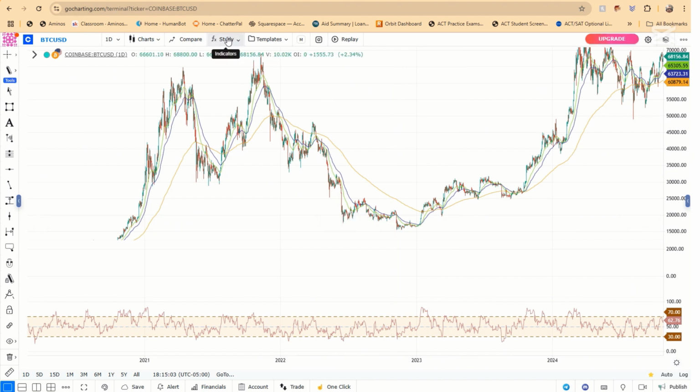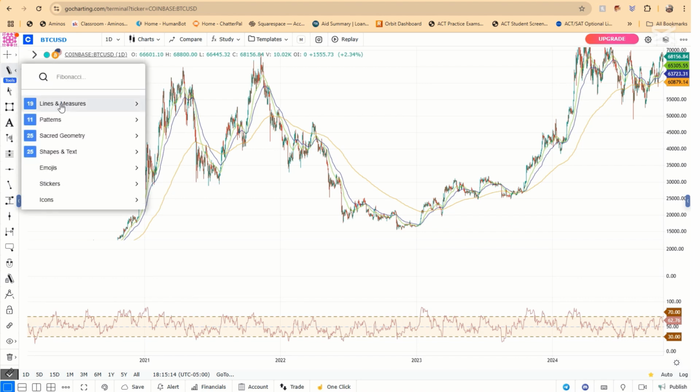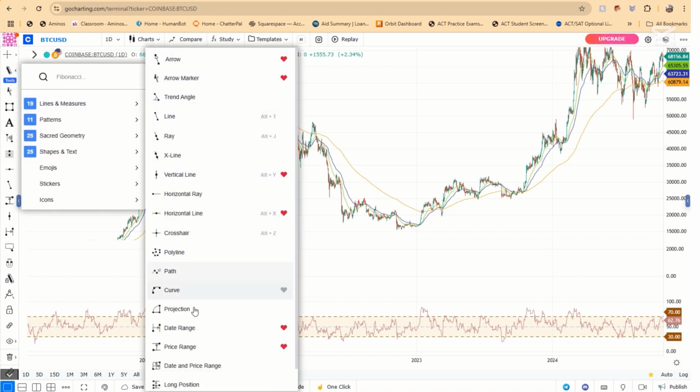How to find them, you go up here, study. If you don't see the study, you need to come over here, click on indicators. All of these different tools over here, you can actually find these. You click on this little draw tool, click on lines and measures, and you find them all over here. If you want one to show up on your little tool taskbar, you make sure you put a little heart on it so it shows up.